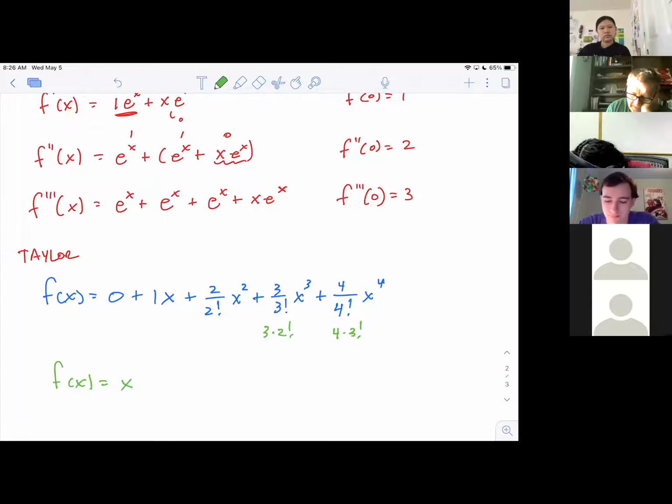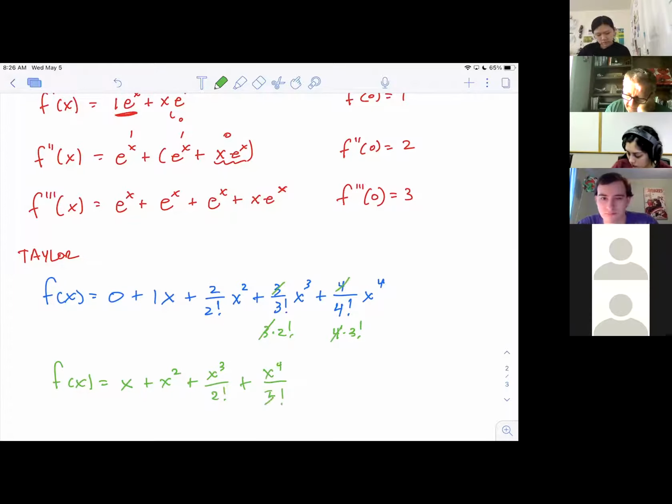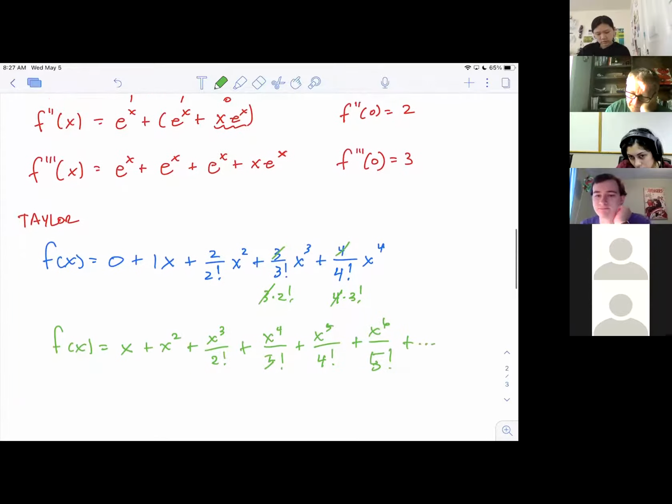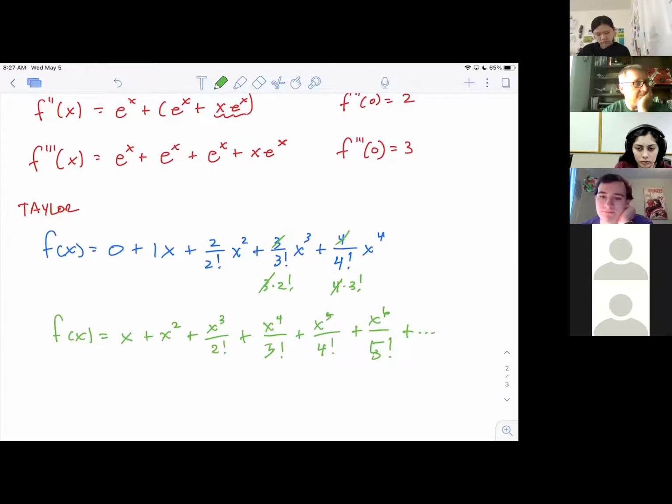So I end up with x plus x squared plus, this 3 cancels with this 3, so I just end up with x cubed over 2 factorial. And this 4 cancels with this 4, so I end up with x to the 4th over 3 factorial. So again, I think I see a pattern. The next term must be x to the 5th over 4 factorial. The next term must be x to the 6th over 5 factorial. And so I think I see where this is going. So I think I found the answer.